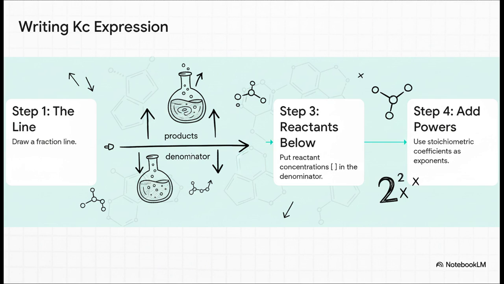Let's make this foolproof with 4 simple steps. Step 1, just draw a line for the fraction. Step 2, put the products on top. Step 3, put the reactants at the bottom. And step 4, the final touch, make those balancing numbers the powers for each one. See? Easy peasy. You'll never get it wrong again.